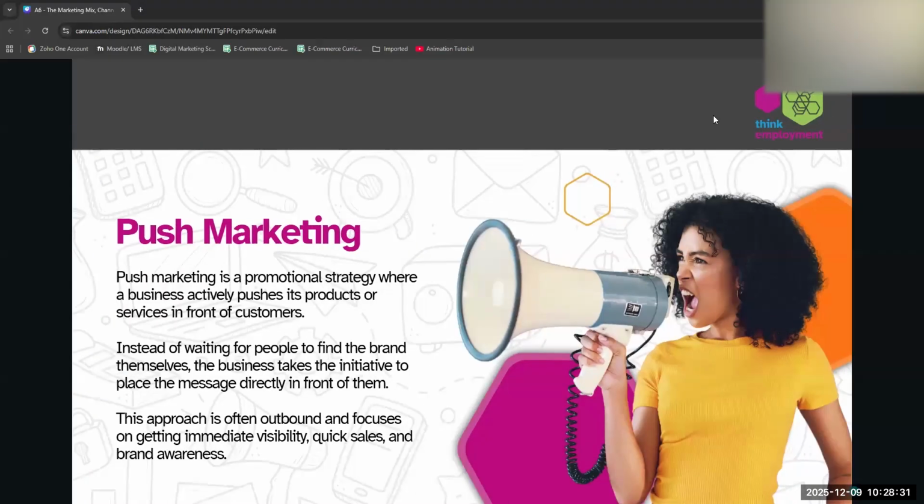Okay, so push marketing. Push marketing is a promotional strategy where a business actively pushes the product or service in front of customers. So instead of waiting for people to find the brand themselves, the business takes the initiative to place the message directly in front of them. This approach is often outbound and focuses on gaining immediate visibility, quick sales, and brand awareness.